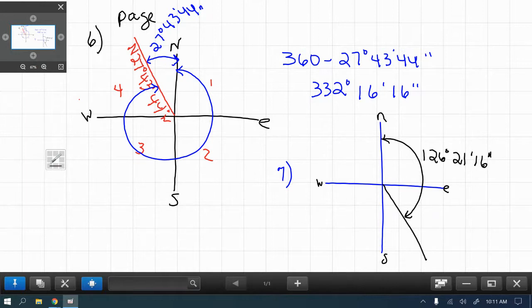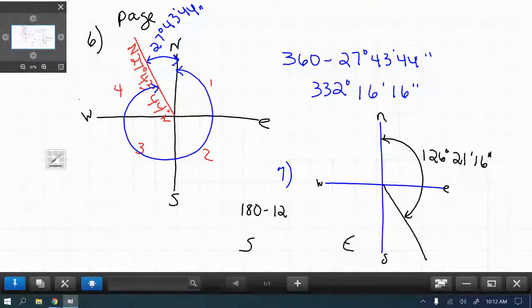So if I'm looking at that and it's 126 degrees, then I know it's in quadrant 2. I'm going to look at that chart and say quadrant 2, southeast, the bearing equals 180 minus the azimuth. So I'm going to do my chart. It's going to be south. I need 2 letters. And it's 180 minus that 126.